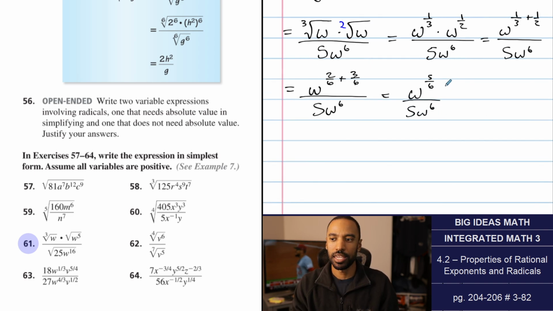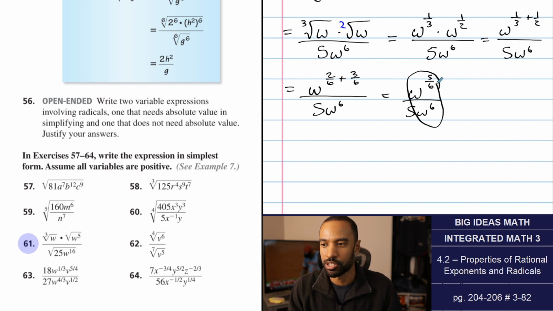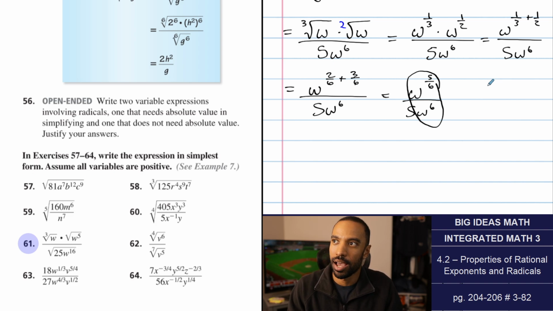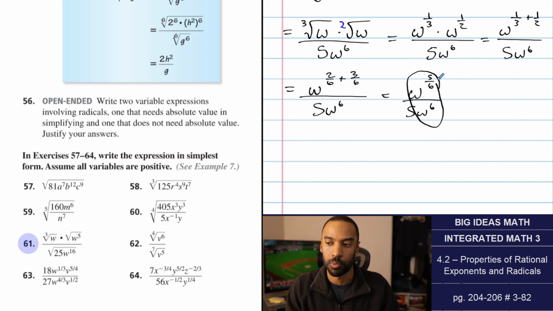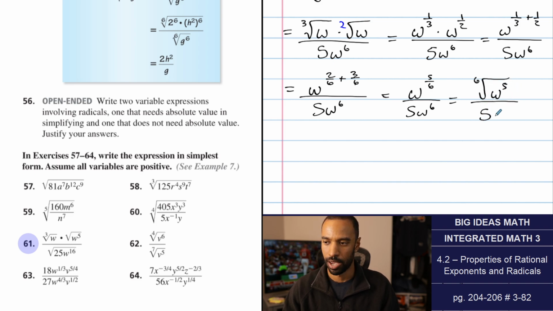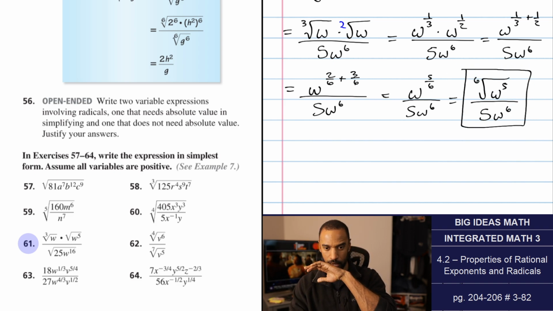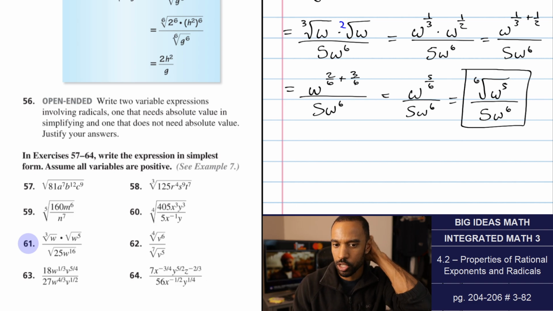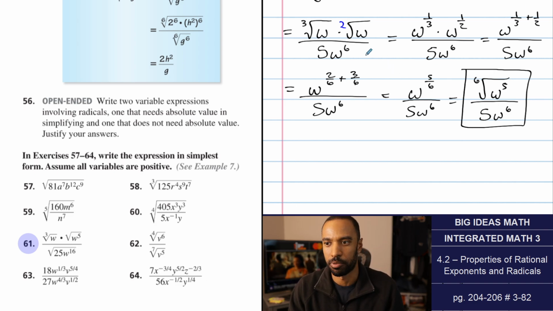Now, if you're thinking about subtracting these two, that's a possibility. What I would encourage you to do, though, is not, because I'm not done. I'm going to rewrite it in radical form, because that would make your denominator irrational again, and there's no reason we want to go back and do that. But I can rewrite this as the 6th root of w to the 5th power, which, as you can tell, can't be simplified anymore, over 5w to the 6th. So that's my preferred answer for this one. The denominator is rationalized, and we got things simplified kind of to the best of our ability.